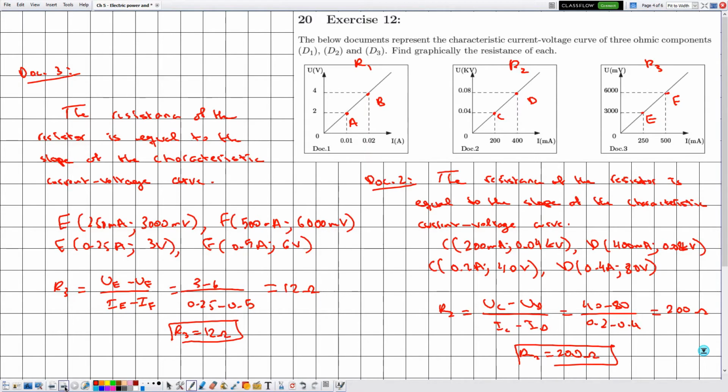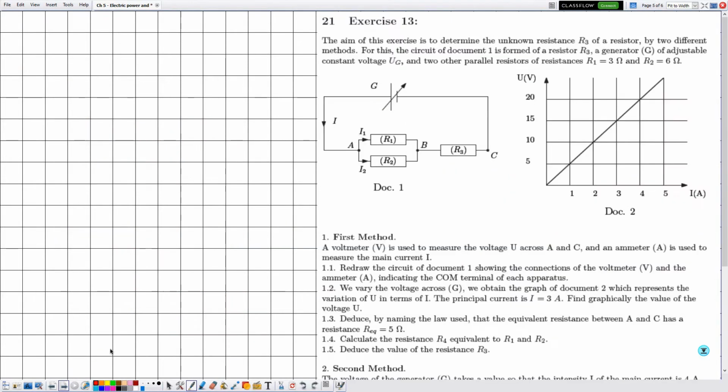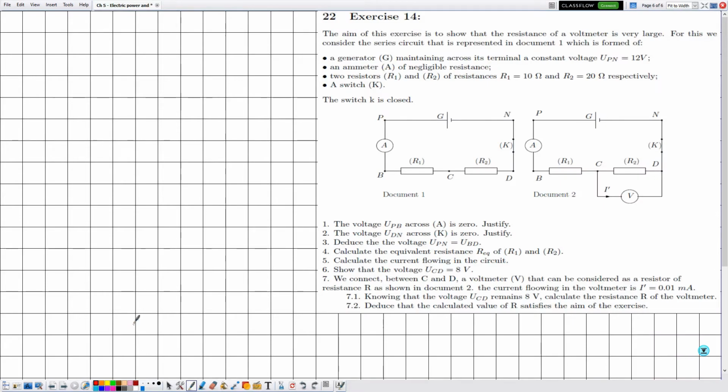So this is it for exercise number 12. Now for the same reason, we will skip exercise number 13, and we'll move to the final exercise of this video, which is exercise number 14, section 22. The aim of this exercise is to show that the resistance of a voltmeter is very large. So this aim is important.